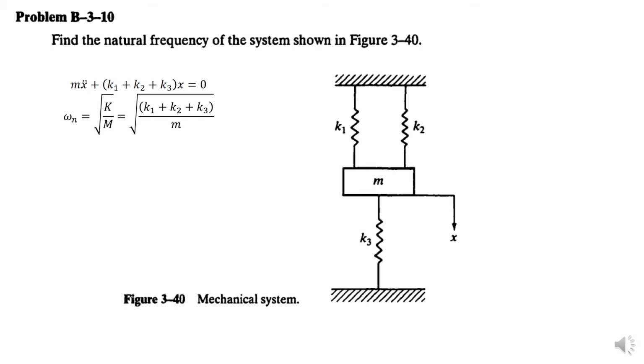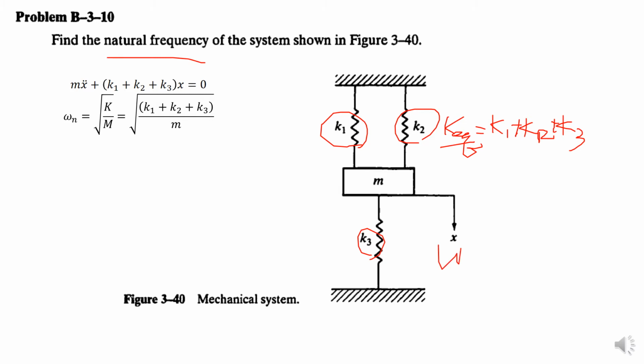And if we have this kind of system, what will be our equivalent spring? You can see this one and this one are in parallel, but this one is actually also parallel. You can move the ground to the upper, so the equivalent spring constant will actually be K1 plus K2 plus K3, and then it will be KEQ.